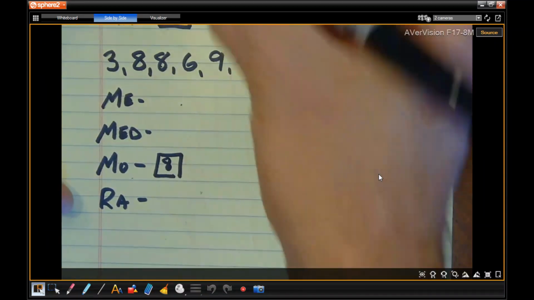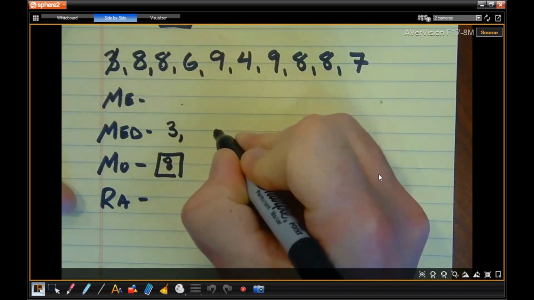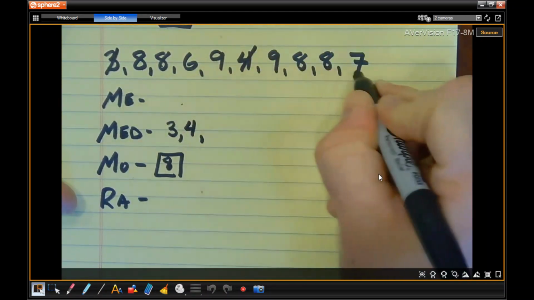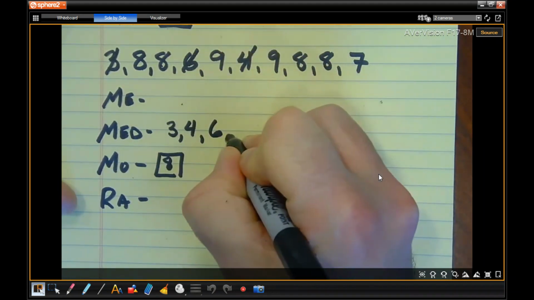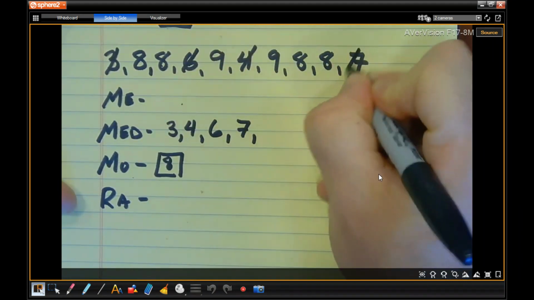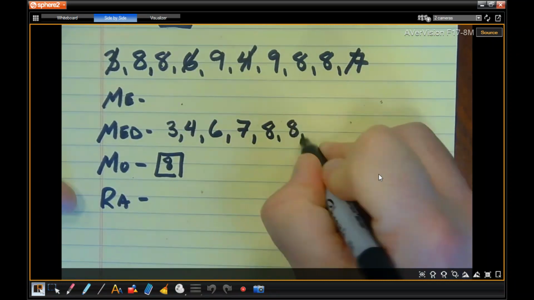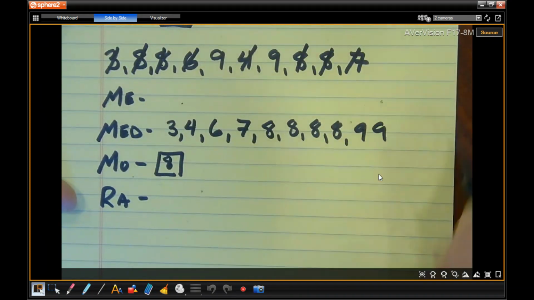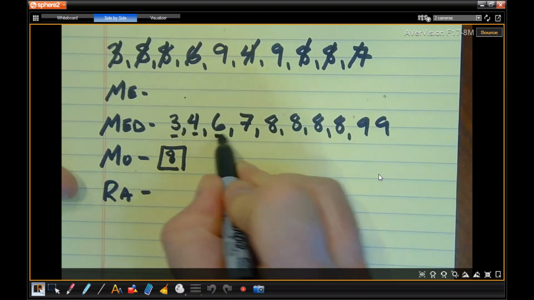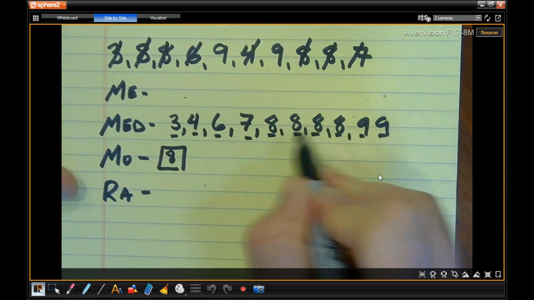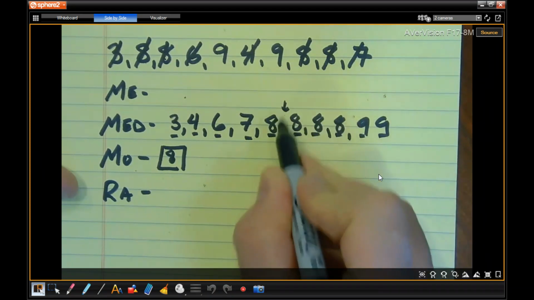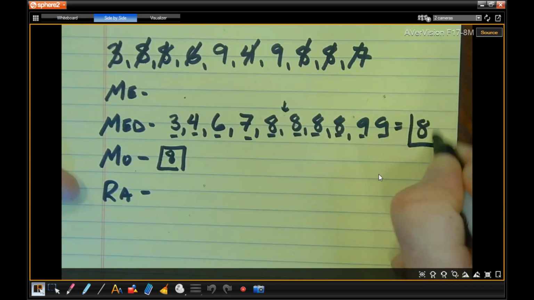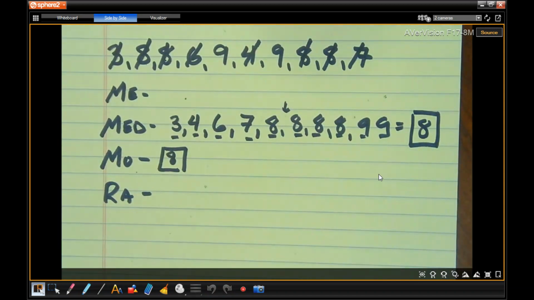Okay, our median. Let's write them in order. We got 3. We got 4. We got 6. We got 7. Then we got 8, 8, 8, 8. And then we got 9 and 9. Now this one's actually kind of nice. We go 1, 2, 3, 4, 5. Our fifth and our sixth item right here are the same. So that makes it where our median is also 8. That's kind of nice. When your two median numbers are the same in an even numbered set, that's okay. That means that's just the median.